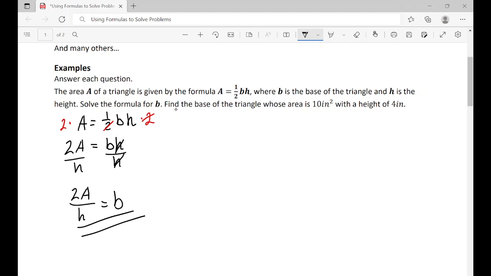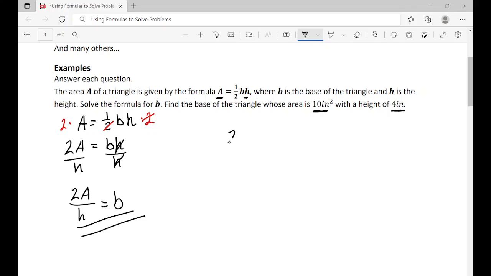Now the second part is, let's find the base of the triangle whose area is 10 inches squared with a height of 4 inches. Now you could take what area is, which is 10, and plug it in for A here, and plug in what height is, which is 4, and solve for B. Or we can just take what we solved for the base here and plug in 10 for A and 4 for H, which is what we're going to do.